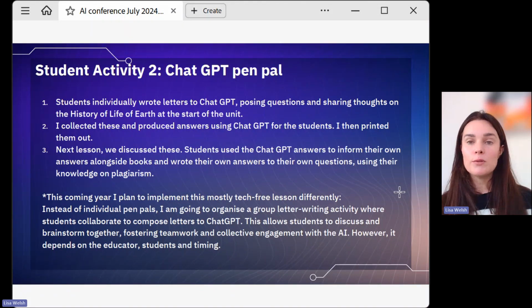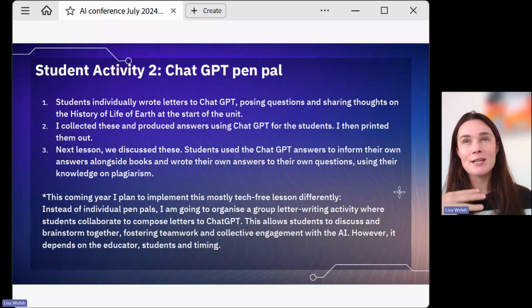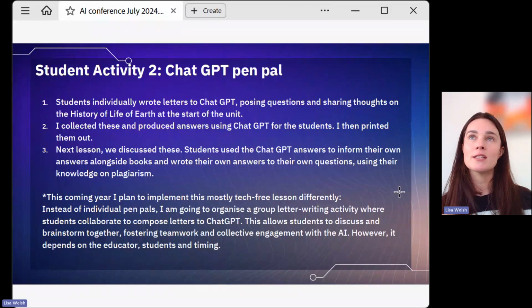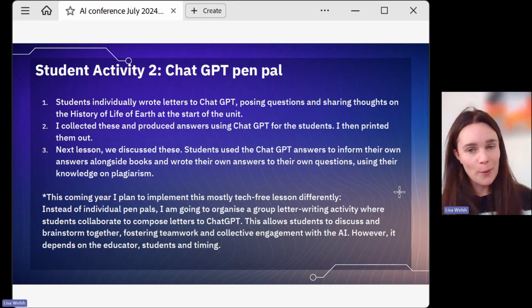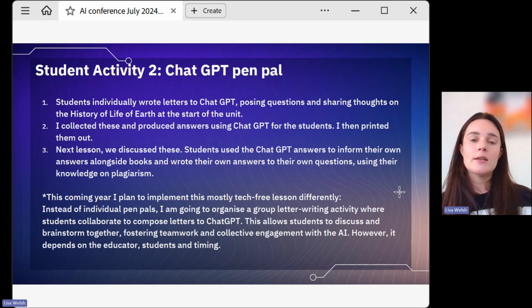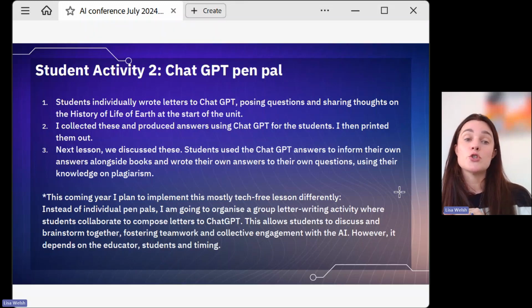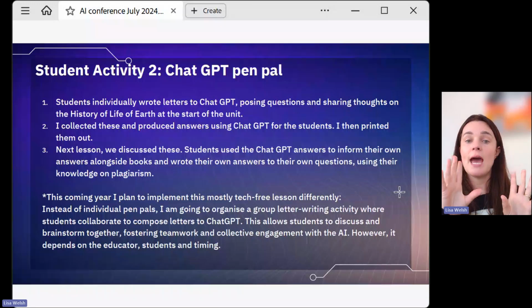But what I will mention just now is it did actually mean that I had a lot more work to do. I just wanted to do it as tech-free, because we had a couple of lessons before that on the computer. So this particular lesson, we were using ChatGPT as a sort of pen pal, if you like, someone to write to. So in the way that I particularly did it this year, students individually wrote letters to ChatGPT. So they handwrote these letters.